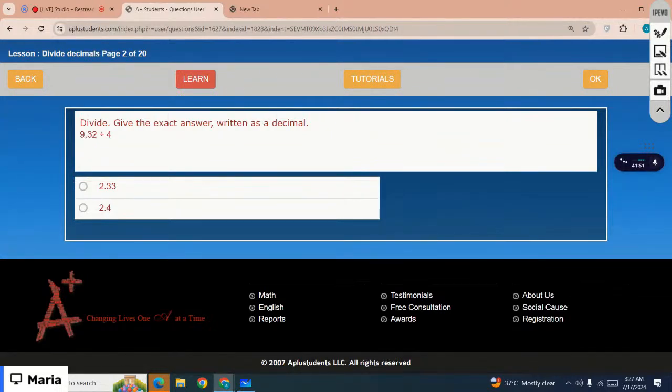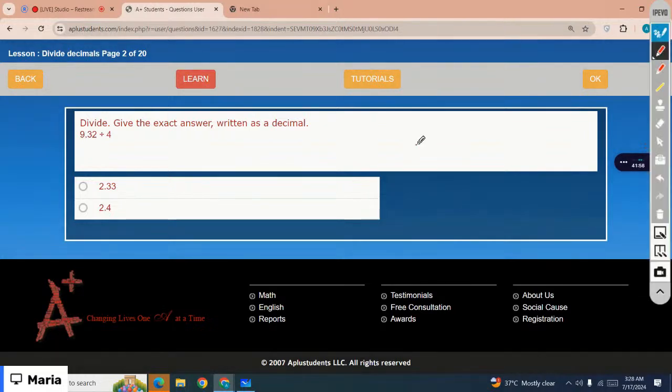Okay, the next one is 9.32 divided by 2. So let's just divide without the decimal point, right? That is 932 divided by 4. You can divide without decimal. 4 times 2 is 8. 9 take away 8 is 1.